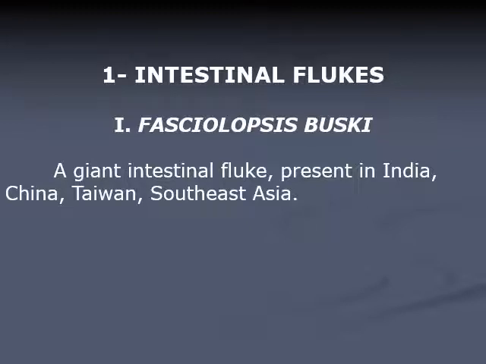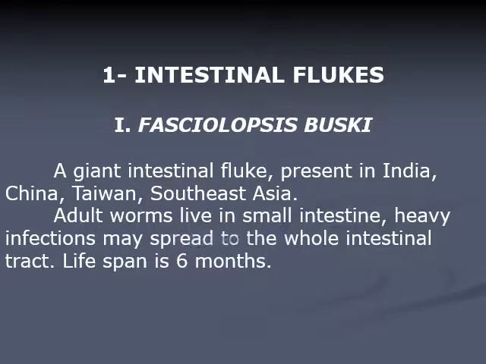It is present in India, China, Taiwan, and Southeast Asia, which means that it is a trematode of the Far East. The adult worm lives in the small intestine. Heavy infection may spread to the whole intestinal tract, meaning it also covers the colon, and the lifespan is 6 months, which means that from the beginning of infection till the death of the worm, it takes 6 months.